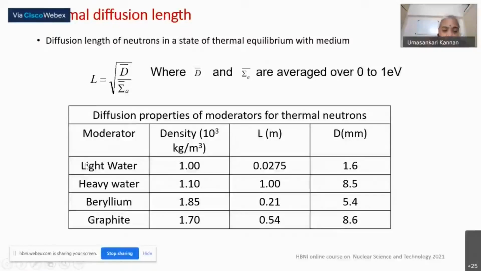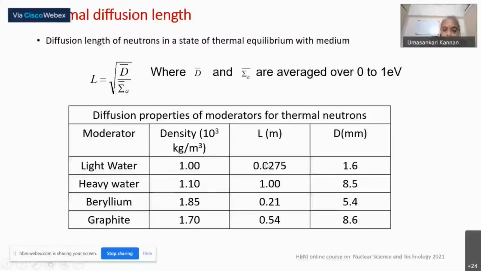I have given here four major important moderating materials, which are light water, heavy water, beryllium, and graphite. And these are the densities in kg per meter cubed or gram per centimeter cube. This is L, which is the diffusion length, which is in meters, and this is D, which is the diffusion coefficient, which is in millimeters.